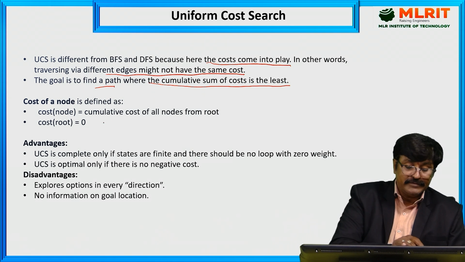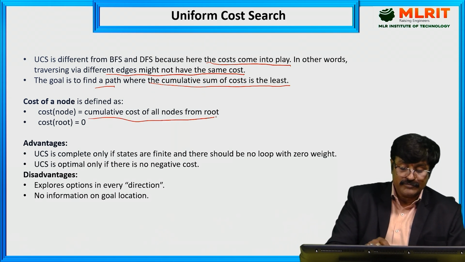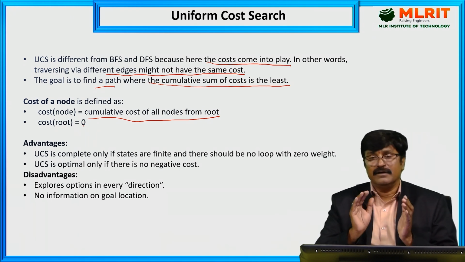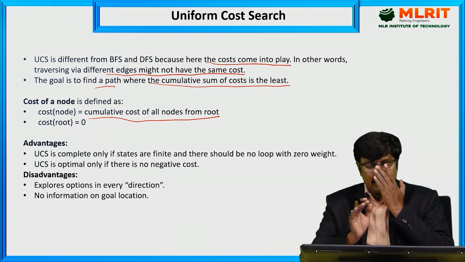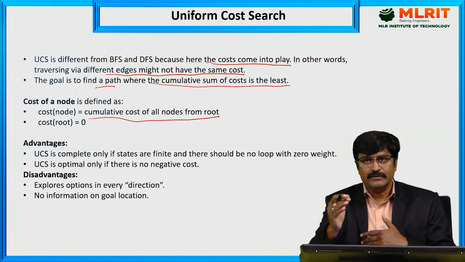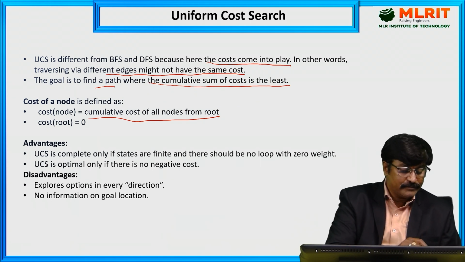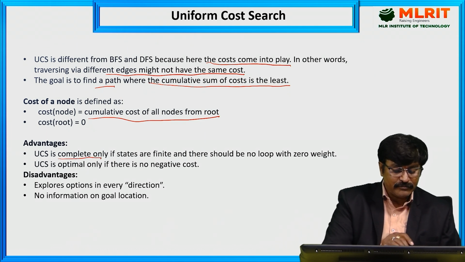The cost of a node is the cumulative cost of all nodes from the root, whatever you are listing. The cost of the root initially is 0. This is the only cost based algorithm, so with the smallest cost you are reaching the goal. So you can find the shortest path in these cases. Uniform cost search is complete, you are getting the complete solution.